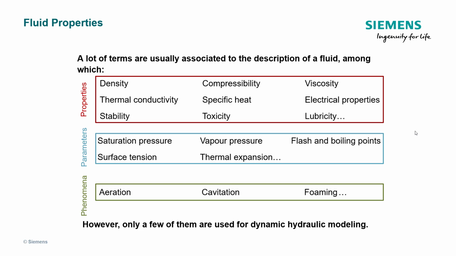Speaking of fluid, or to be more specific, hydraulic oil, there are many terms associated with the description of hydraulic oil. The properties of hydraulic oil contain density, compressibility, viscosity, thermal conductivity, specific heat, and so on. Also, some parameters are important to check the fluid status, like saturation pressure, boiling points, etc. However, in hydraulic system modeling, we will use only a few of them.